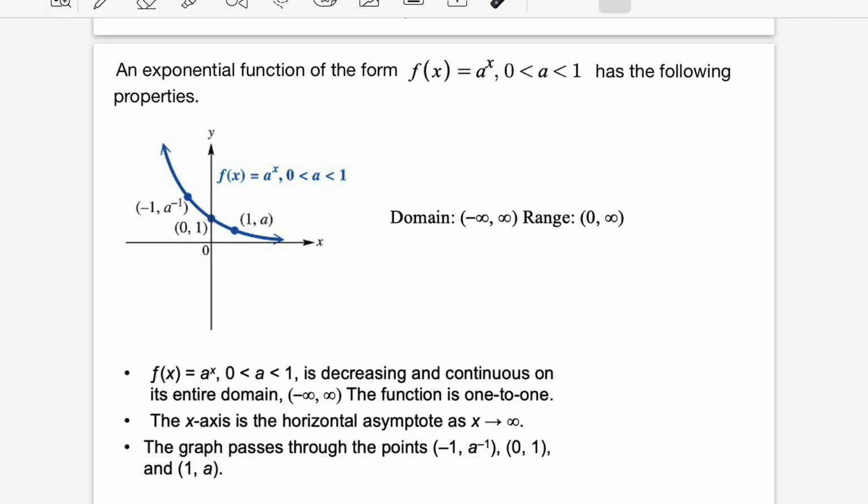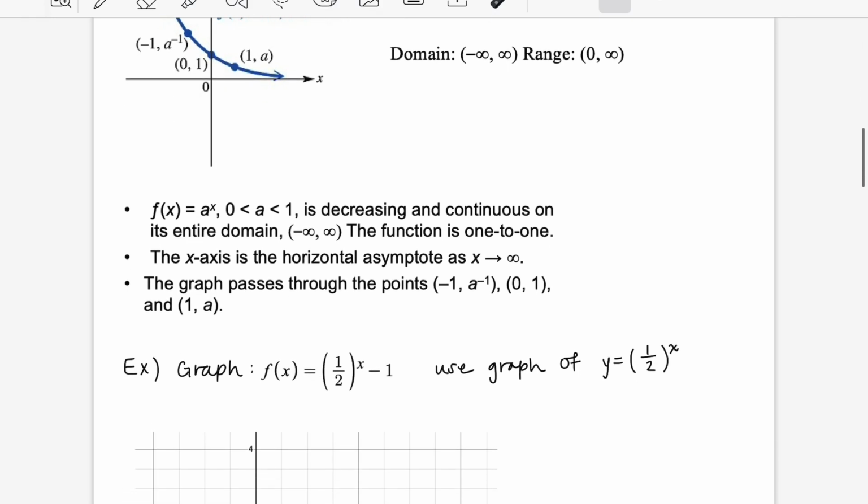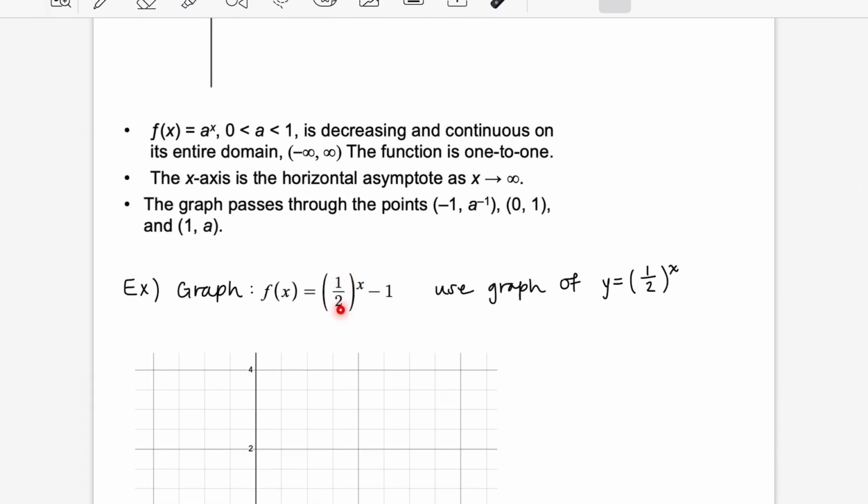So we'll look at an example of a function of this form. We want to graph f of x is equal to 1/2 to the power x minus 1. So in this case, what we'll do again is use our parent function, our parent graph here, to graph our function here.